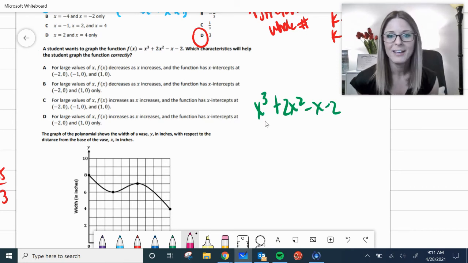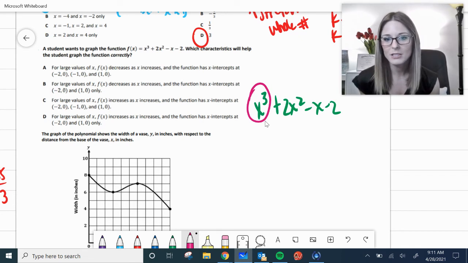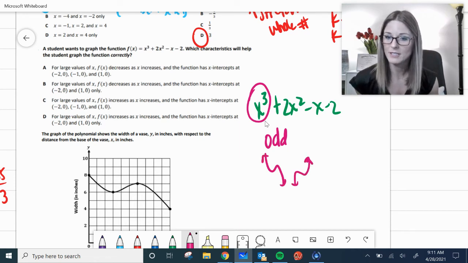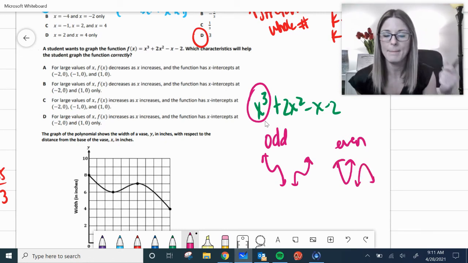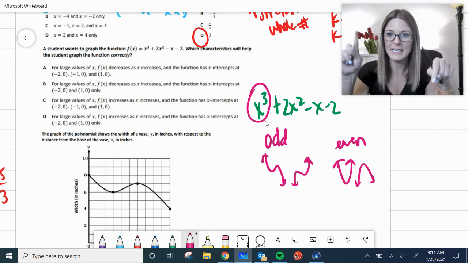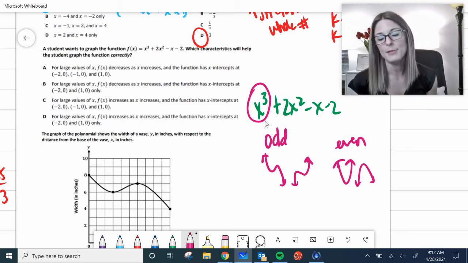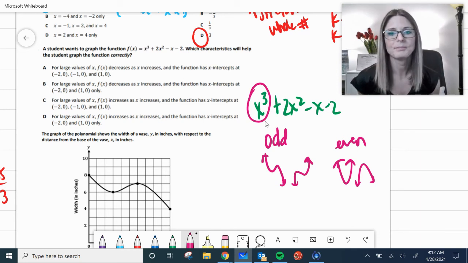Here we go. It starts with an x cubed. That's odd. Odd polynomials have their arrows go in opposite directions, as opposed to an even degree polynomial where both arrows go the same direction, like our quadratics. There might be some extra humps and bumps in between, but whether it's odd or even tells you where your ending arrows are. Opposite directions or same direction.